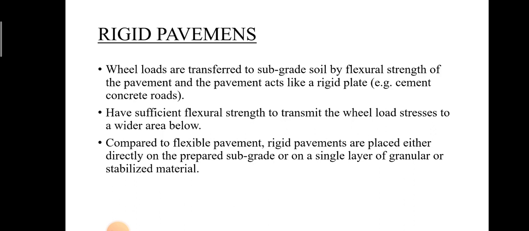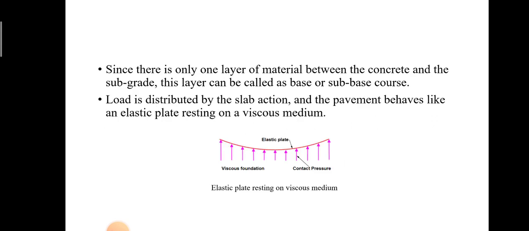Compared to flexible pavement, rigid pavements are placed either directly on the prepared subgrade or on a single layer of granular stabilized material. Since there is only one layer of material between the concrete and the subgrade, this layer can be called base or subbase course. Here, load is distributed by the slab action, and the pavement behaves like an elastic plate resting on a viscous medium.